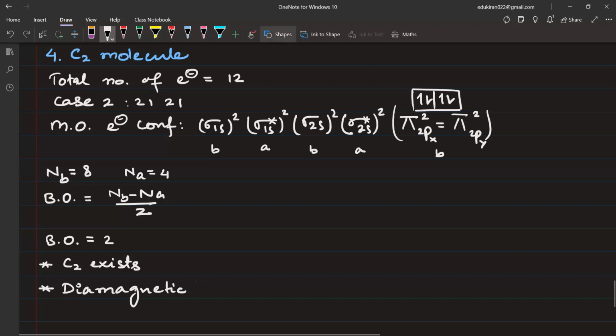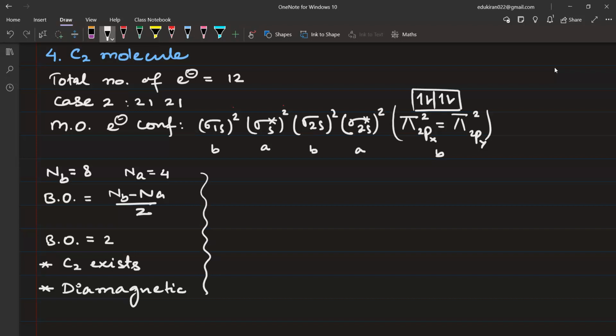अच्छा, अगर आप यहाँ पे नोट करें, एक चीज आपको बताते हैं, थोड़ा ध्यान दीजिएगा, don't write, leave your pen aside. See, this sigma 1s will be cancelled by sigma 1s star, and this sigma 2s will be cancelled by sigma star 2s, correct? Whatever bonding it is bringing, anti-bonding will cancel it. But we have these two molecular orbitals, which are the bonding molecular orbitals, and no one is there to cancel it. So whatever bond we have is because of these two, correct? Essentially, that means C2 molecule has what type of bond? Sigma or pi? Pi.